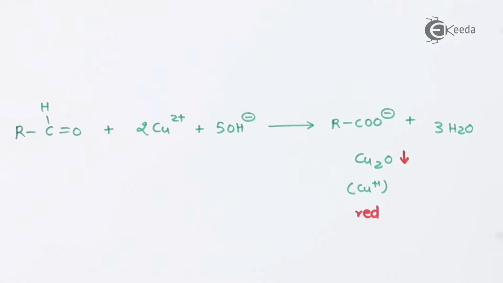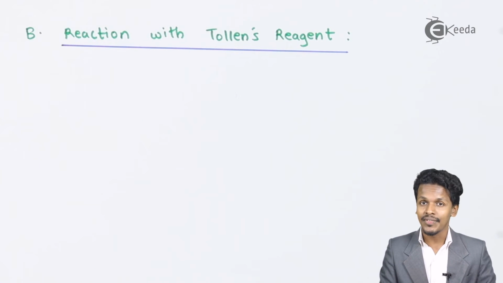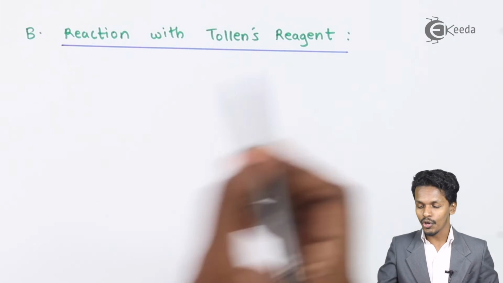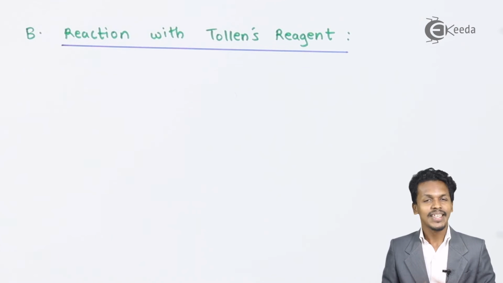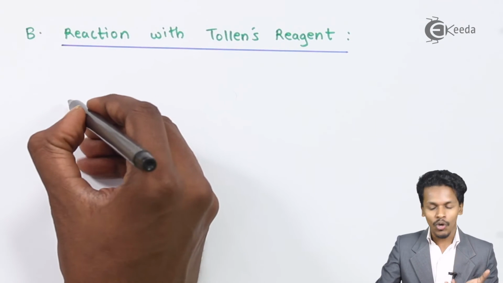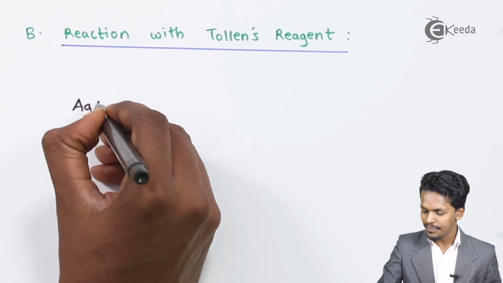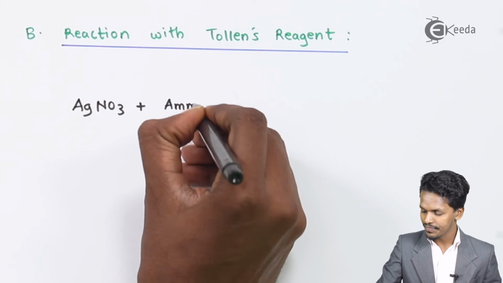Now let us move on to the next one. The next one is what happens if the aldehyde is treated with Tollens reagent. Here also the aldehyde acts like a reducing agent. So now let us understand what Tollens reagent is. Tollens reagent is a combination of AgNO3, silver nitrate, along with ammonium hydroxide.